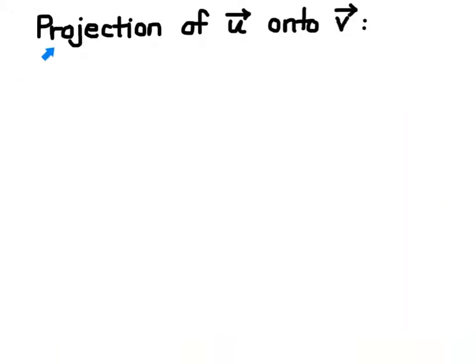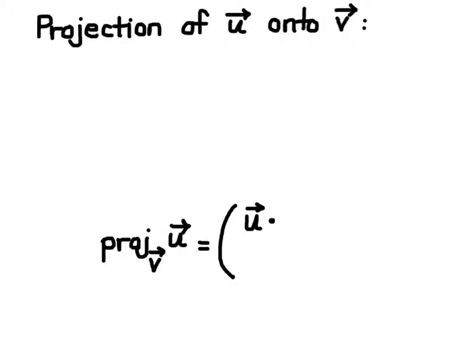Now here we're going to look at the projection of vector u onto vector v. And the formula for this, the way we write it, is we write proj, for projection, of u onto v, and v goes down here, and it is equal to the ratio of the dot product of u and v, u dot v, over the magnitude of v squared times vector v.